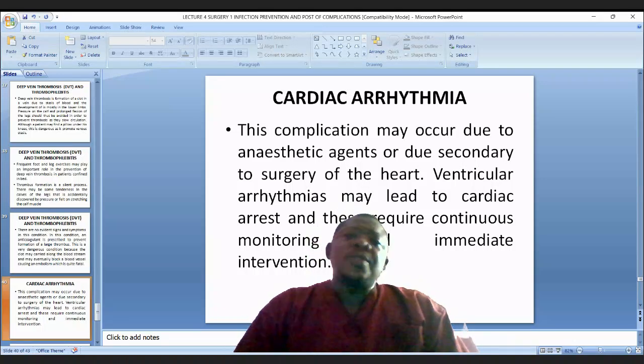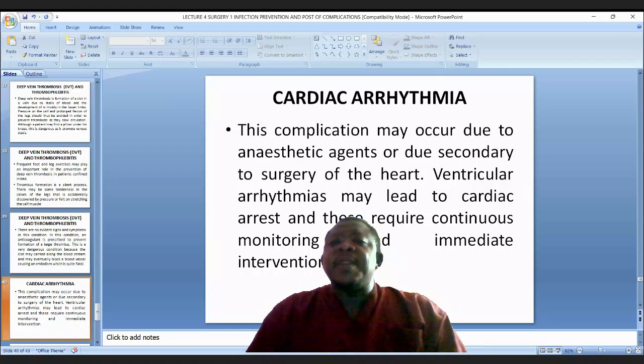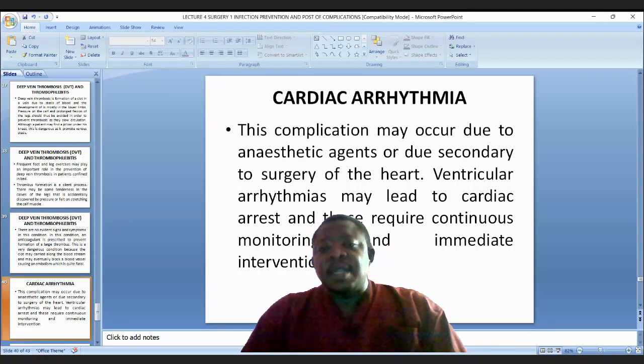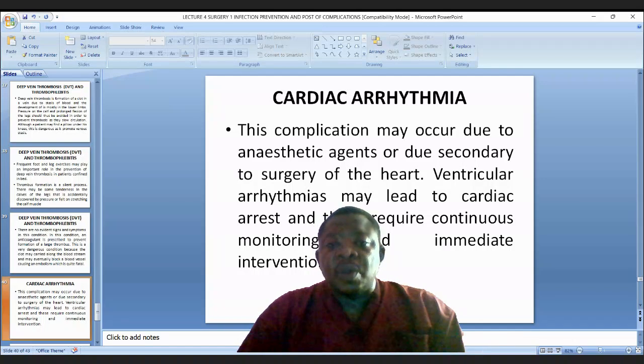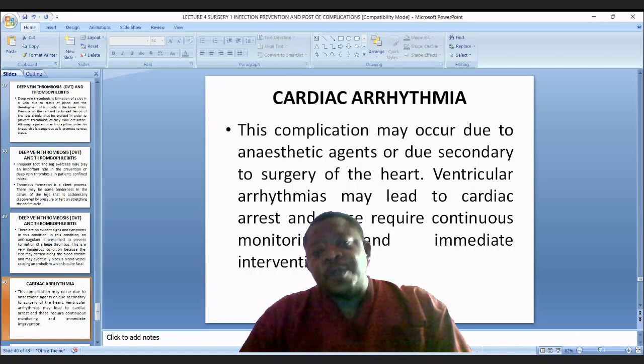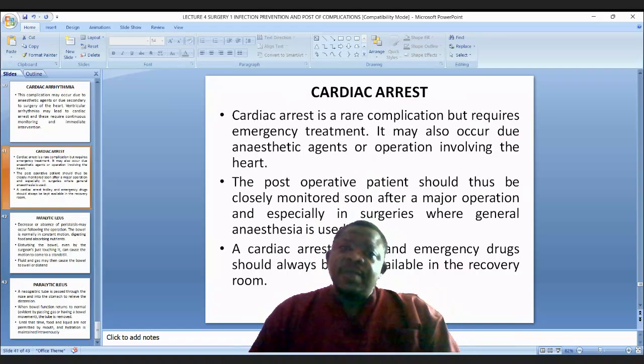So there you have it. Today we have been looking at infection prevention in surgery. We have talked about the different points that we need to appreciate in infection prevention postoperatively. In looking at general postoperative complications, we have looked at complications that may affect the gastrointestinal system, where we've mentioned paralytic ileus. We have talked about complications affecting the respiratory system, the cardiovascular system, and the musculoskeletal system.